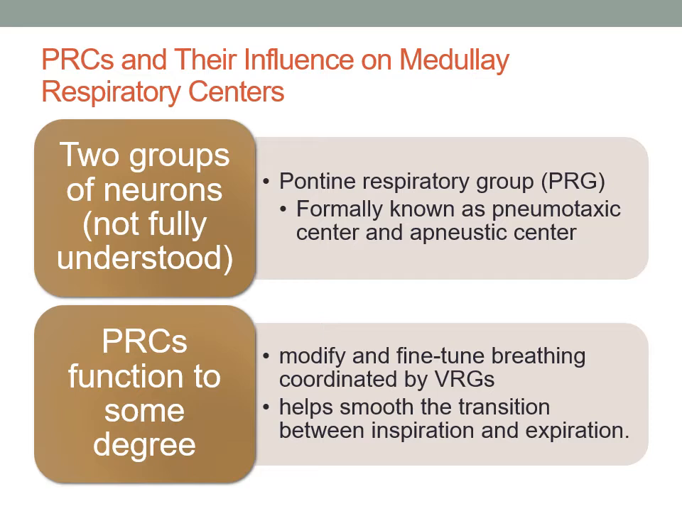Pontine respiratory centers are located in the pons and consist of two specialized groups of neurons known as the pontine respiratory group. These, when I went to school, used to be called the pneumotaxic center and the apneustic center. However, we now just call them the pontine respiratory centers. The pontine respiratory centers are thought to modify and fine-tune breathing coordinated by the VRG. They also help to smooth the transition between inspiration and expiration.